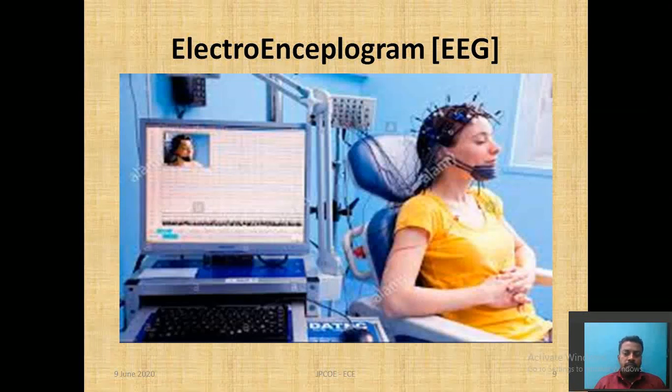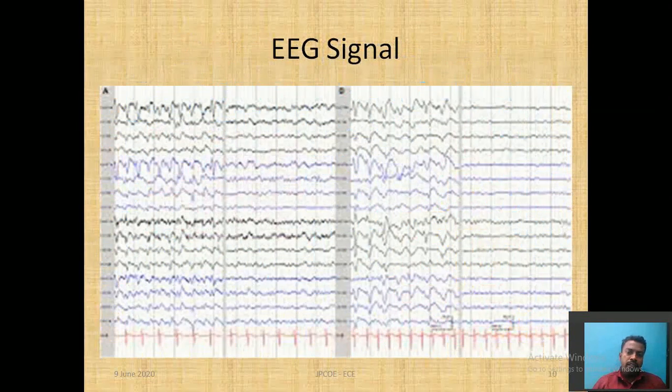In this condition the doctors take the patient to measure EEG. EEG gives the brain activity. Brain activity comes from different signals: the alpha signal, beta signal, gamma signal and theta signal. From these signals they can measure the brain performance, whether the patient can recover or not. This is the way they measure EEG.